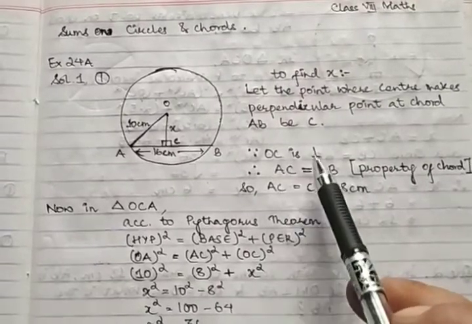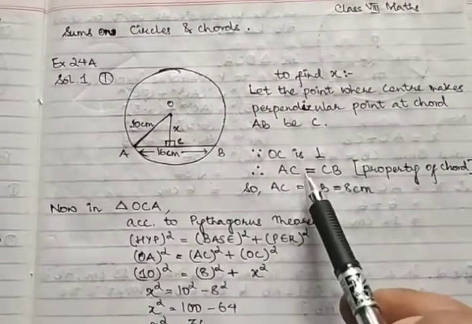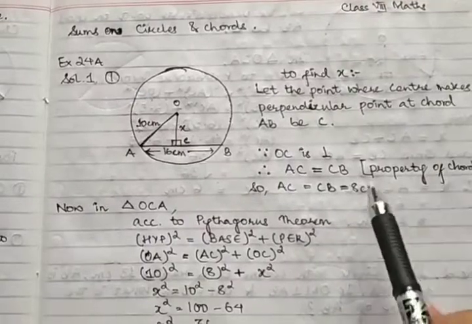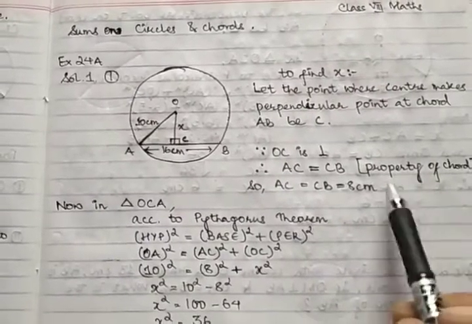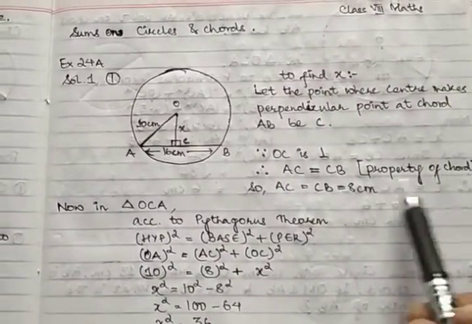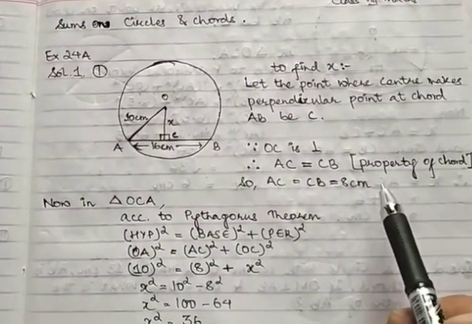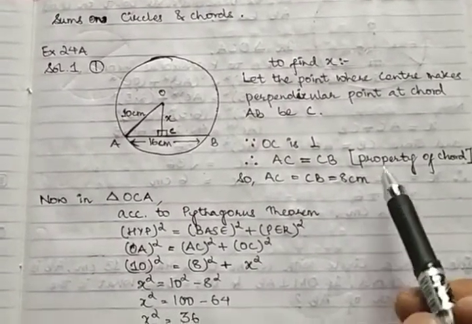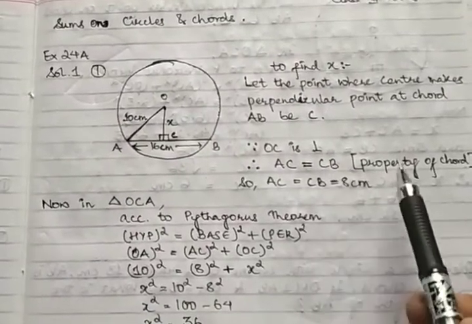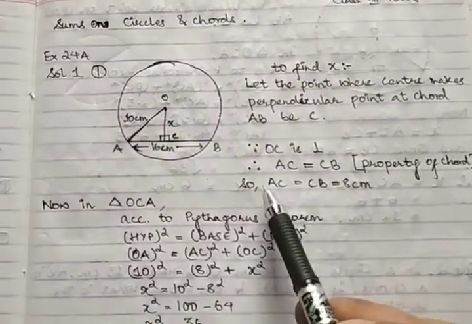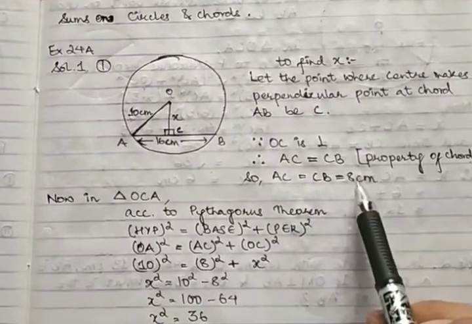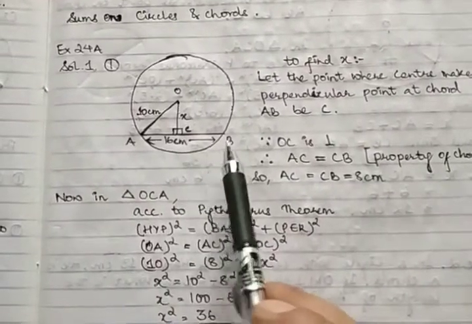Since OC is perpendicular, therefore we can write AC equals CB, property of a chord. See the explanation, the reasoning part as well. These are very important. The way of writing is also very important in geometry. So AC equals CB, that is a property of a chord. Now AC equals CB equals 8 centimeter, as I've already explained why it is 8 centimeter, isn't it?